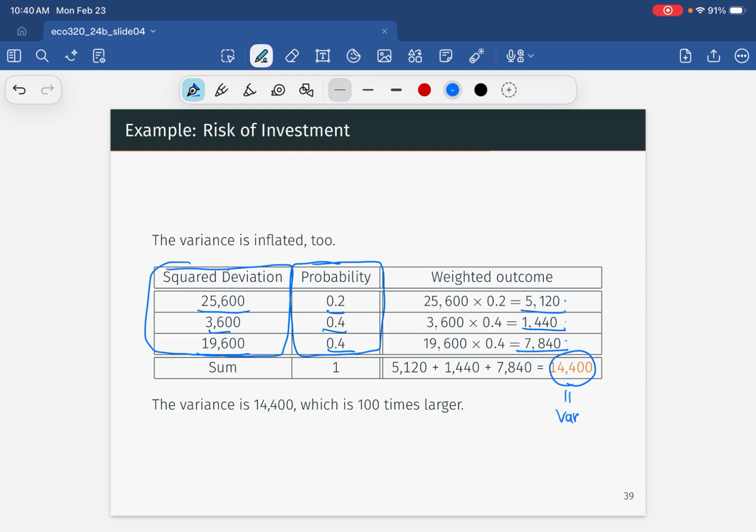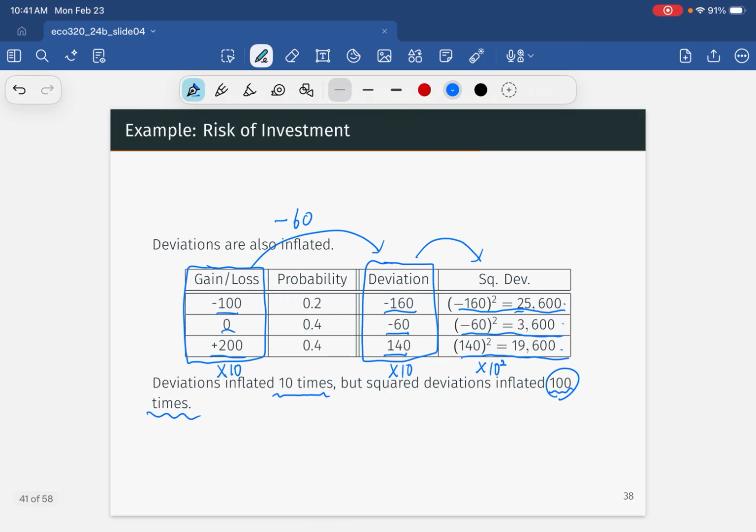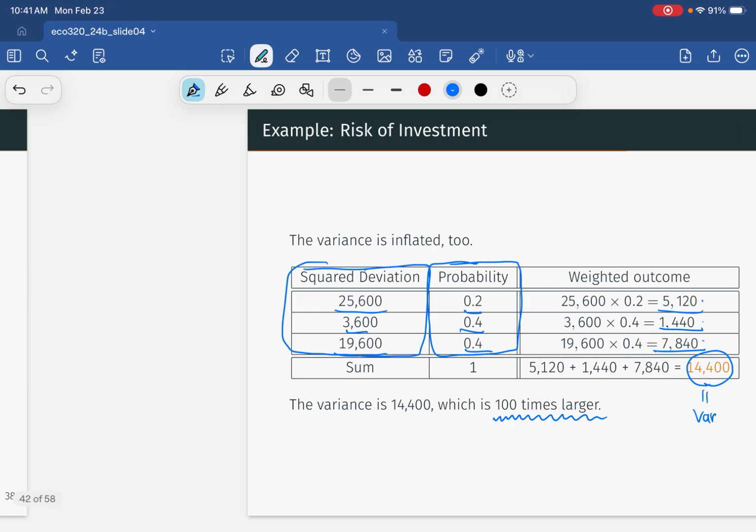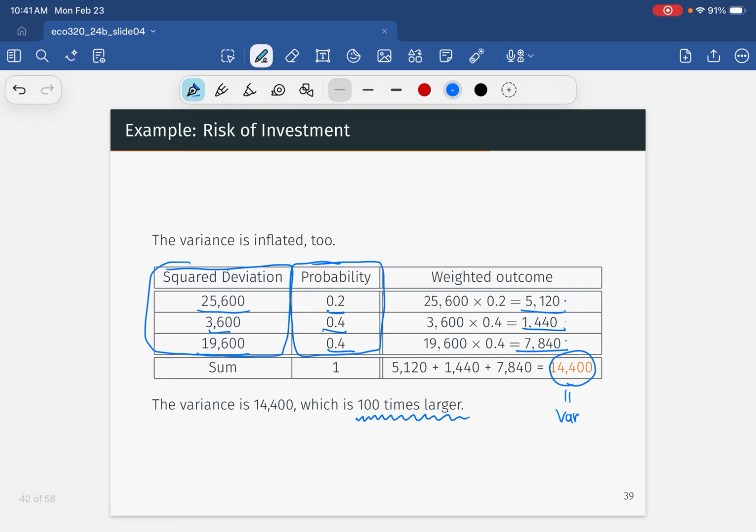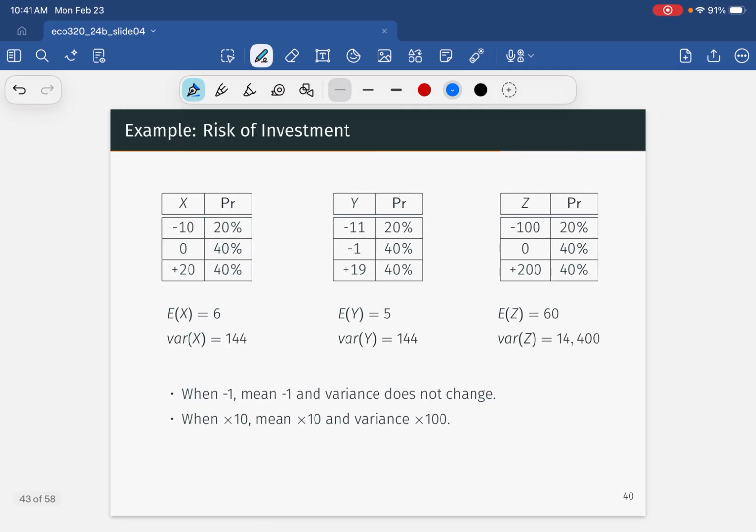The variance becomes 100 times larger. And the intuition is clear, right? Because we take squares, multiplying by 10 becomes multiplying by 10 squared, which is 100. All right? There is nothing wrong with the algebra. This is true. So let me compare the 3 examples.